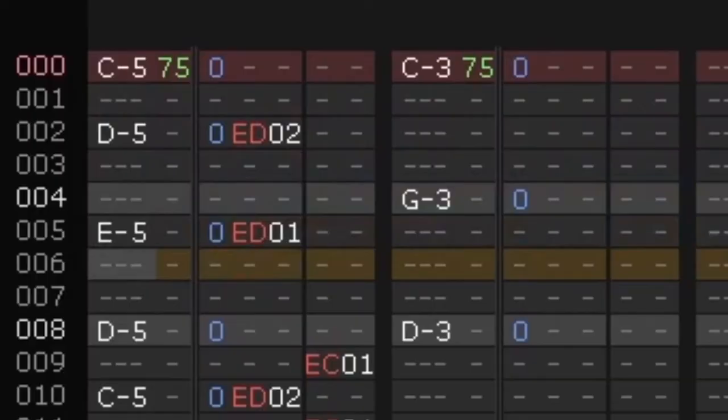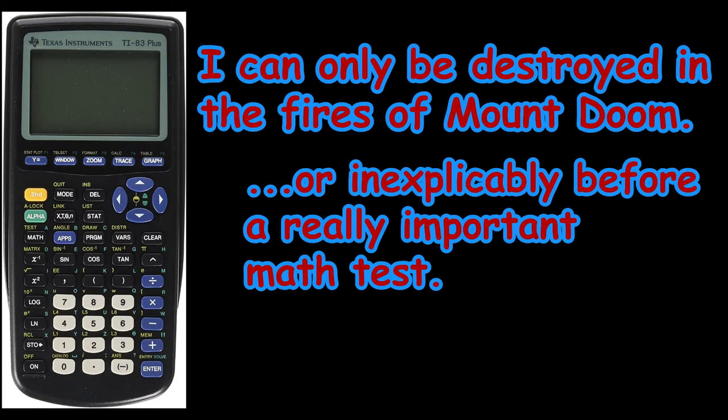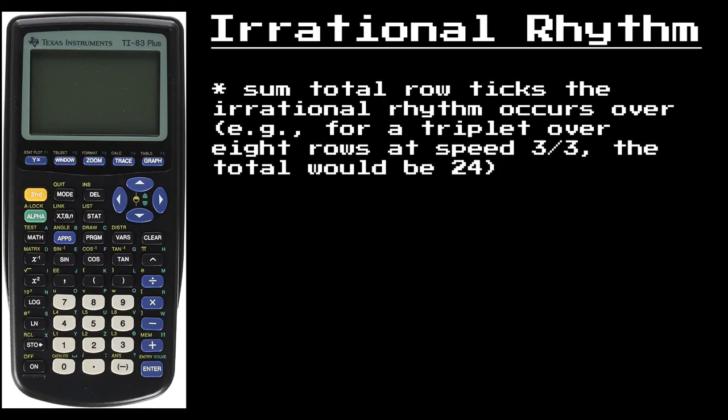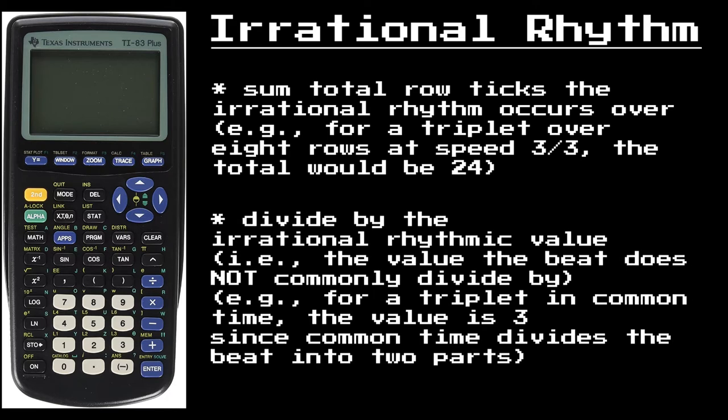What about triplets? We can play back irrational rhythms using the delay note or ED effect. To determine how often we need to delay a note, sum the total number of row ticks and divide by the irrational divider, which is the value we can't display evenly across our rows. In the case of 3 against 2, we have 8 rows each with 3 ticks per row.